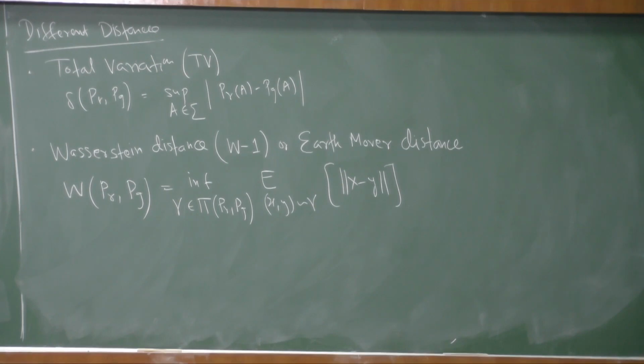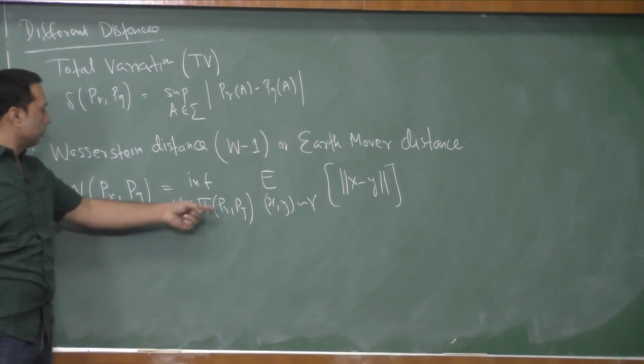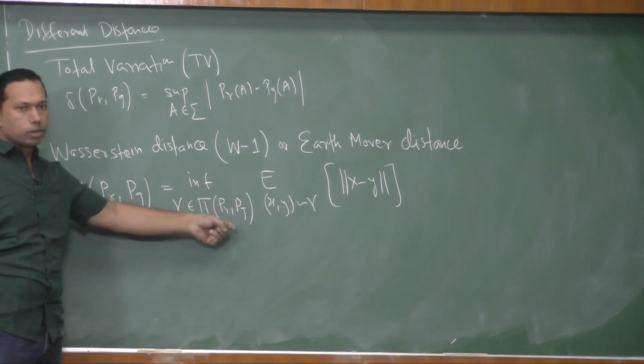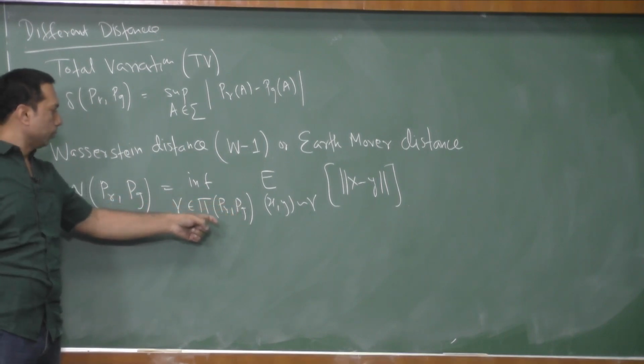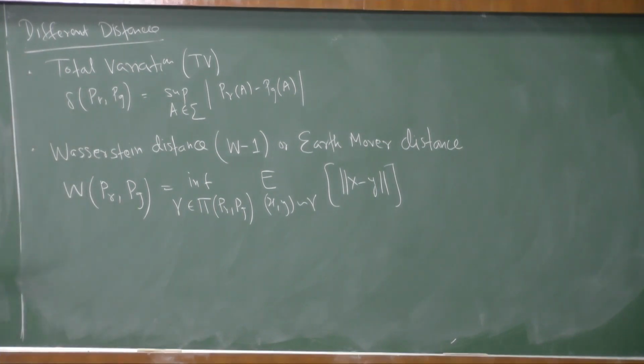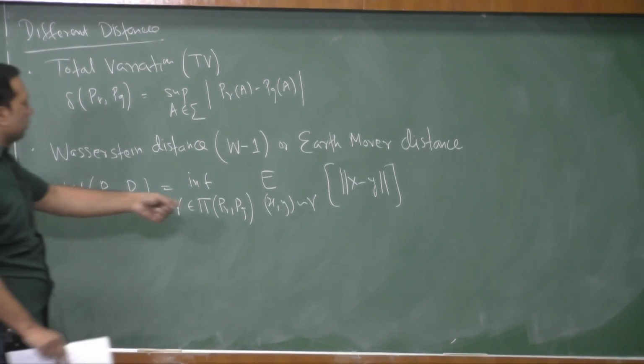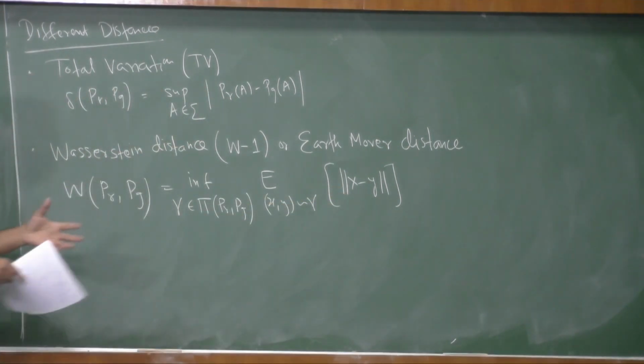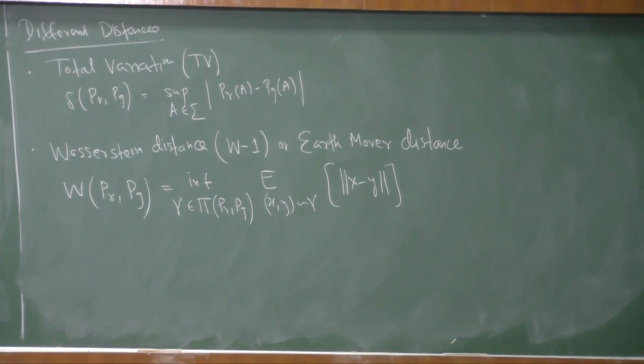These are the collection of all possible joint distributions you can think of between PR and PG. This is a set. But once you have that set, you find the expectation of norm x minus y, so you have to do it for all. Pick some gamma which is a possible joint distribution, you sample x, y from there, and check whether norm x minus y is small. So basically for all possible gammas.